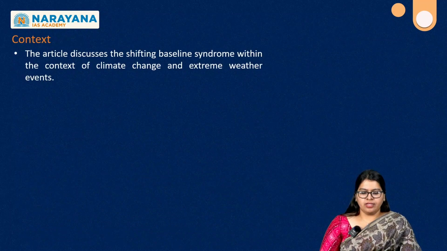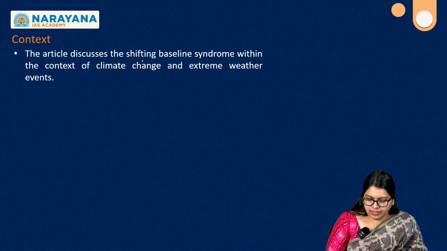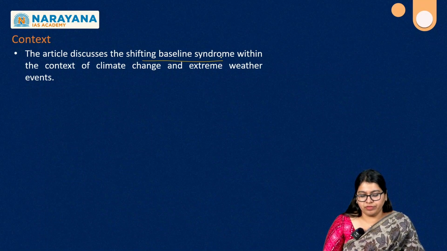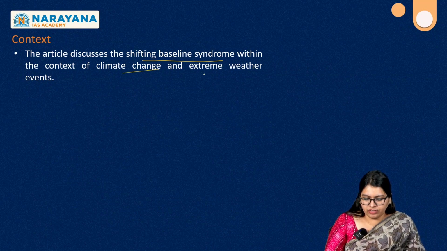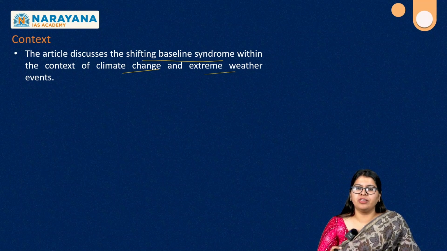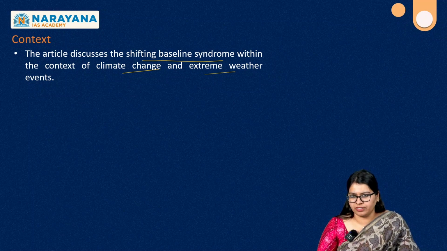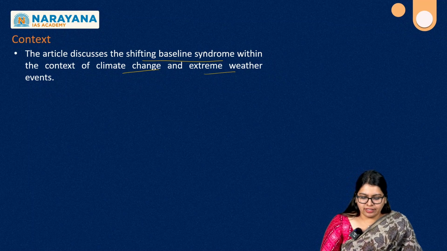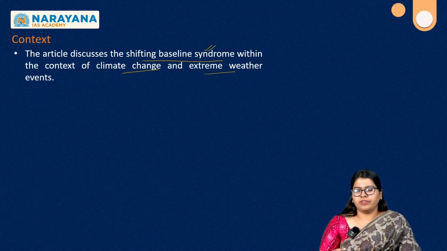So moving ahead, this particular article discusses the shifting baseline syndrome within the context of climate change and extreme weather events. We know that there have been a lot of recent incidences of extreme climate events and weather catastrophes which are actually taking place. So in that light, let us discuss this particular concept. Before moving into the concept, let us understand this particular term with an example.